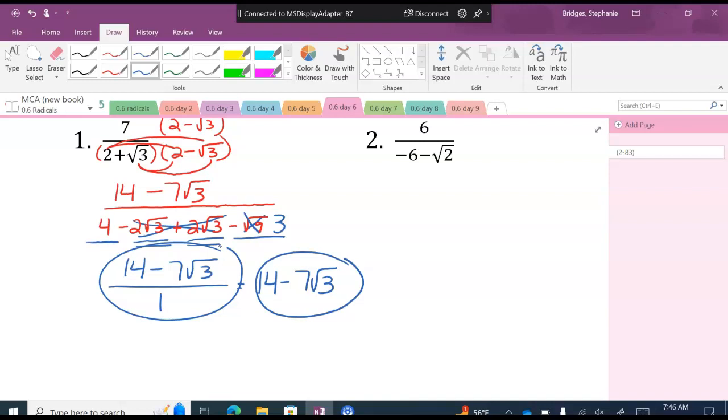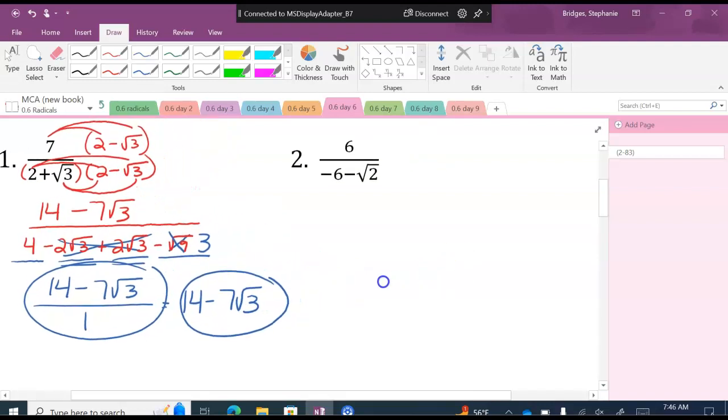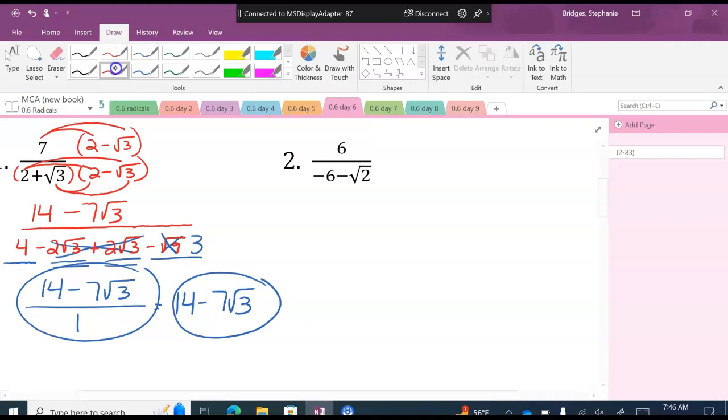Does that make a little bit of sense? Now, with number 2, we're going to do exactly the same, but usually if I put a negative in front of my first term in that denominator, people try to change that. The only sign you want to change for the conjugate is the middle one. So if my denominator is negative 6 minus the square root of 2, what would the conjugate be? Negative 6 plus the square root of 2. Yeah, you don't change the sign in front of the first term. You only change that middle sign.